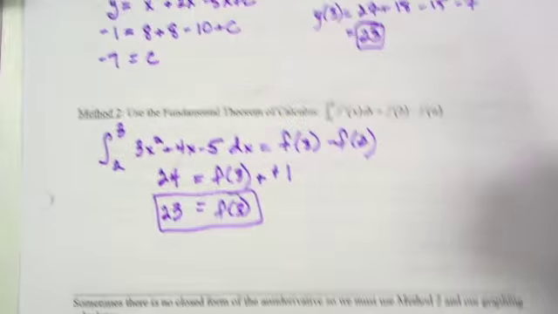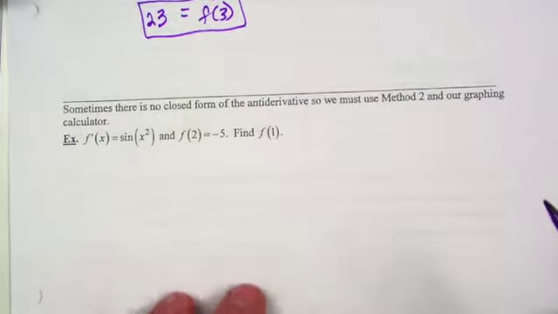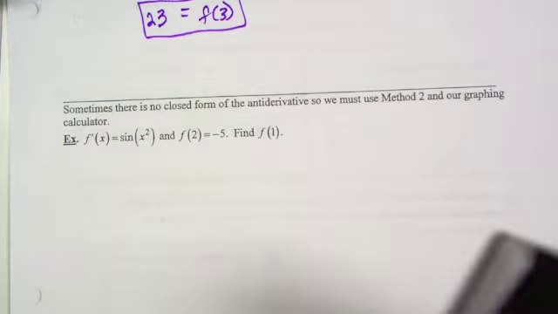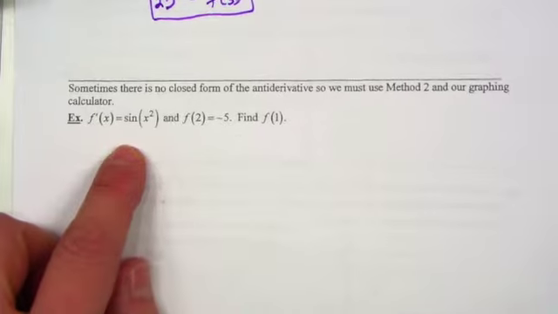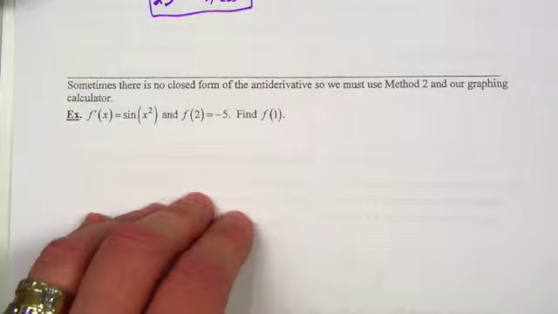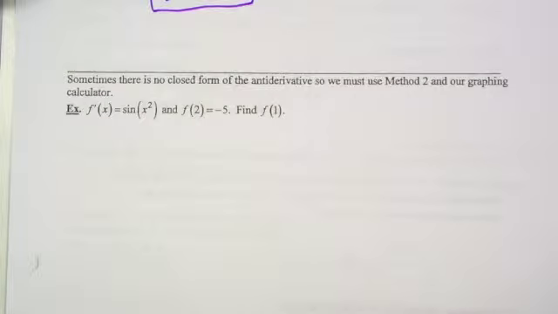But if you take a look at the next example, it says sometimes there is no closed form of the antiderivative, so we must use method 2 in our graphing calculator. I.e., you can't find the antiderivative. You can't find the function whose derivative produces this. So how would I set this example up to find out what f of 1 is?